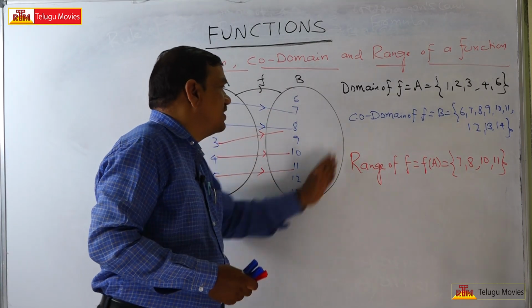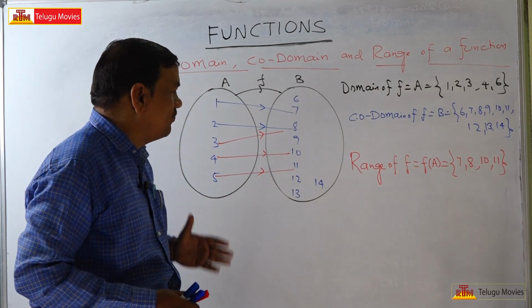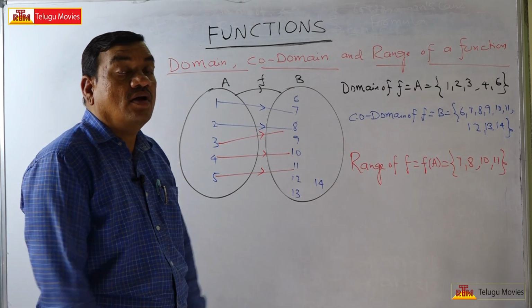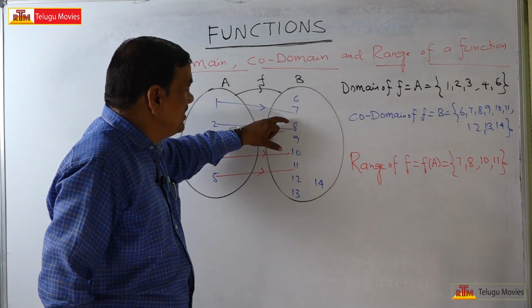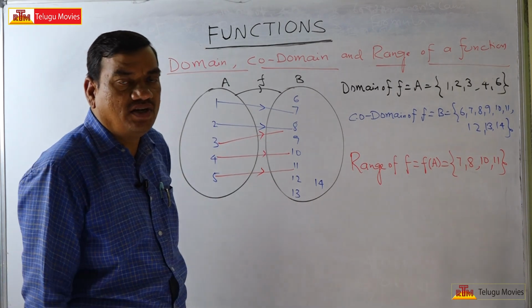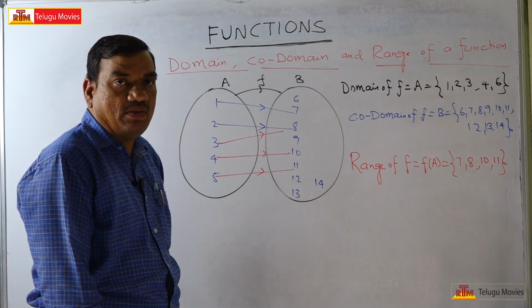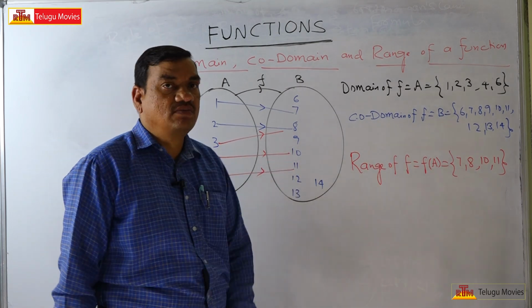So these are all the guests there. Who are the guests? 6, 7, 8, 9, 10, 11, 12, 13, 14: 14 guests are there. But among them, 7, 8, 10, 11 actually participated in the function. They are singing songs, they are making a commotion, whatever it may be. The remaining guests just attended the function.